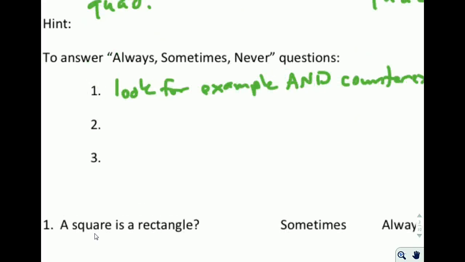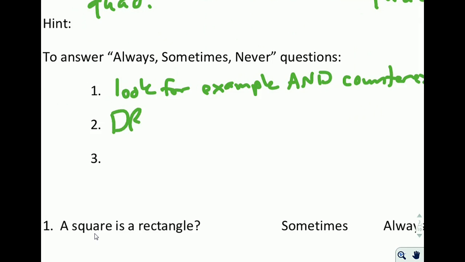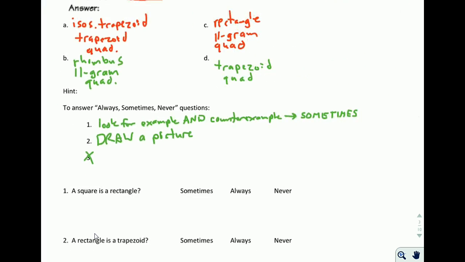Second thing I always recommend is draw a picture. Those are the two things I always do whenever I do these types of problems.